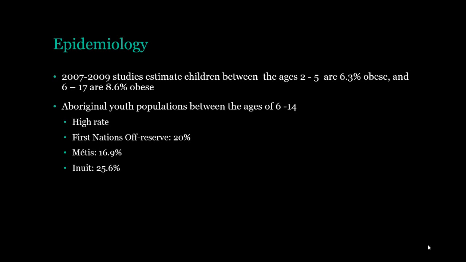First Nations off reserve, according to the Aboriginal Peoples Survey in 2006, 20% of children ages 6 to 14 were estimated to be obese. This information was not available for children under 6 or 15 and older. The Métis, according to the 2006 APS, children between 6 and 14, 16.9% were obese. The Inuit, according to the same survey, 25.6% of children were obese as well.